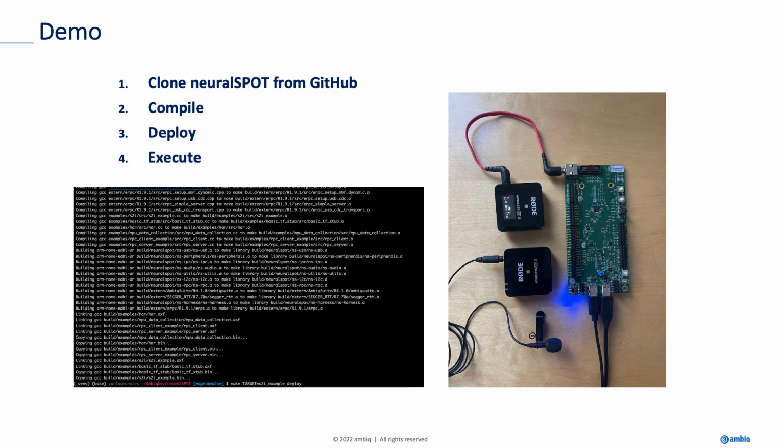All right. So without further ado, we're going to get into the demo. Before I jump over to my terminal screen, what we're going to do is actually go from scratch. We're going to download the neuralSPOT repo in its entirety. I'm going to compile it. I'm going to deploy it to this EVB that you see here, and then I'm going to show you what the model does. I'm using a microphone.